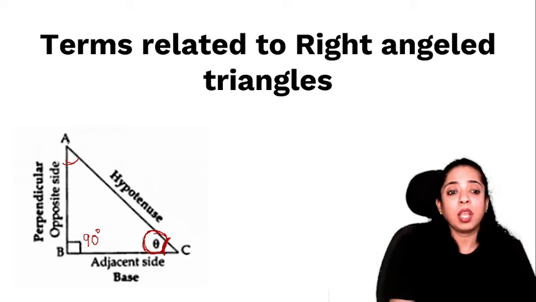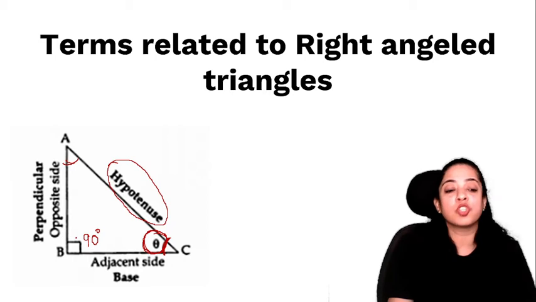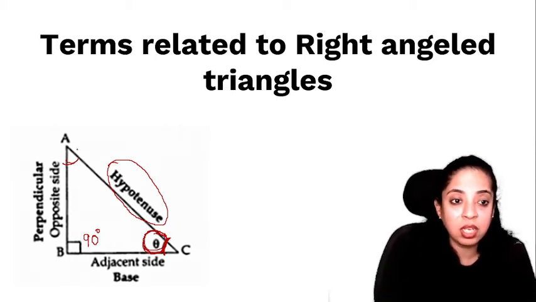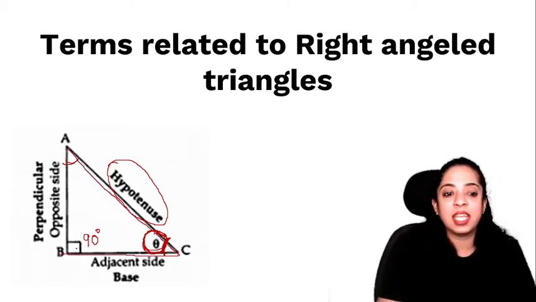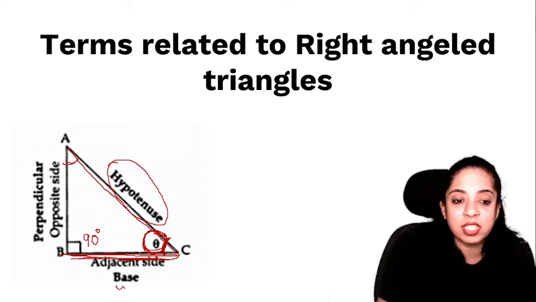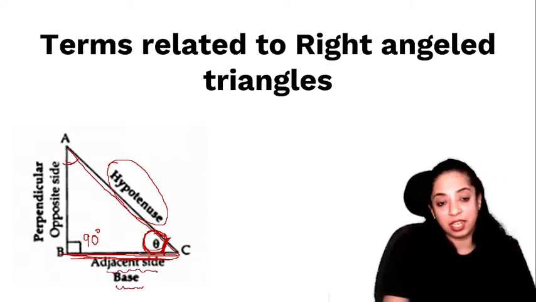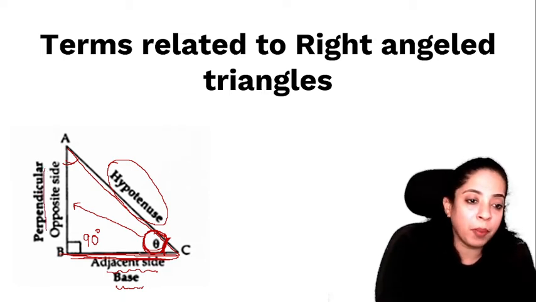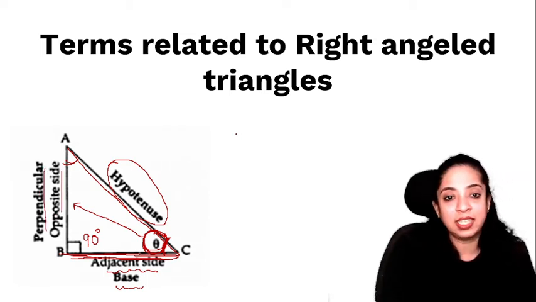First of all, the longest side is known as hypotenuse. So hypotenuse is the longest side which is always opposite to 90 degree, right? Now if I'm talking about this angle theta, then this angle is made by these two rays, AC and BC. The other ray which is touching this angle other than the hypotenuse is known as the base or the adjacent side. And the side which is opposite to this angle is known as perpendicular or opposite. Is it clear?